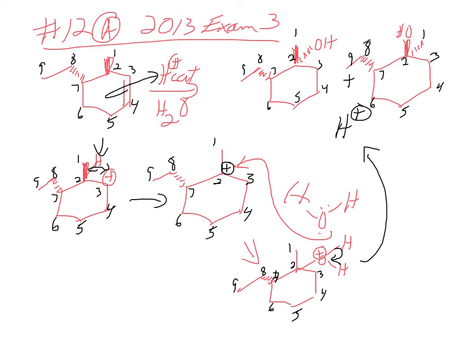So, good question. For ease of use, there are wedges and hatches here that I just didn't put in because I didn't want to draw it twice. I would have two of these formed, one with the OH wedge and one with the hatch. I just didn't draw it twice.